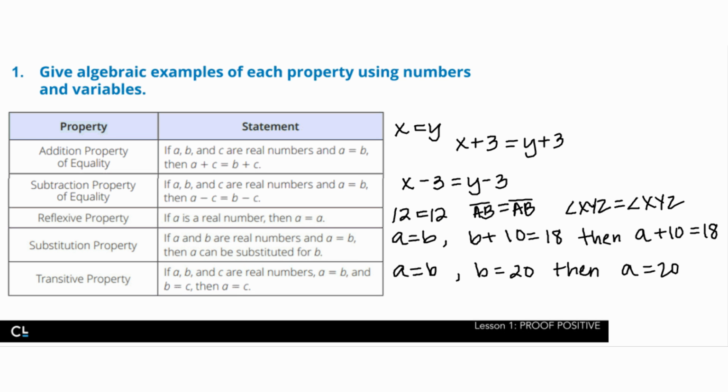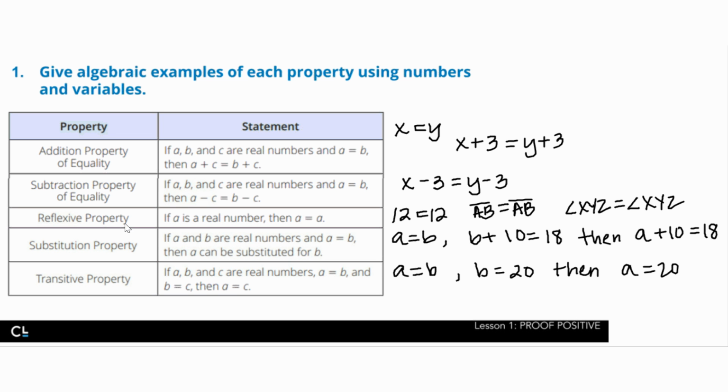Another set of properties we talked about in this Proof Positive lesson was the addition property of equality, saying that if A, B, and C are real numbers and A equals B, then A plus C equals B plus C. Here we did an example with two variables, x and y, that are equal to each other. If I add the same amount to each variable, they will still be equal. Similar to the subtraction property of equality, if I subtract the same amount from variables that are known to be equal, those values will end up being equal as well.